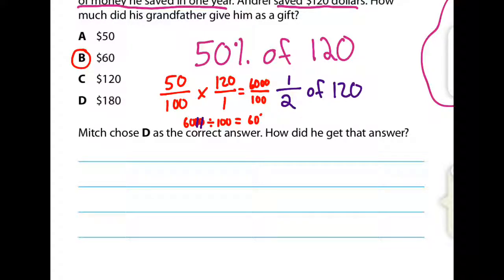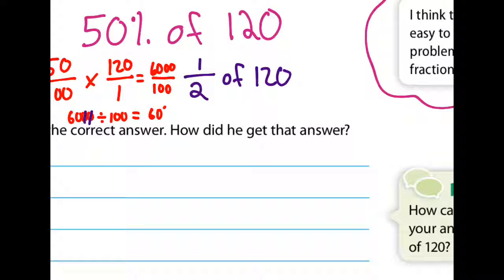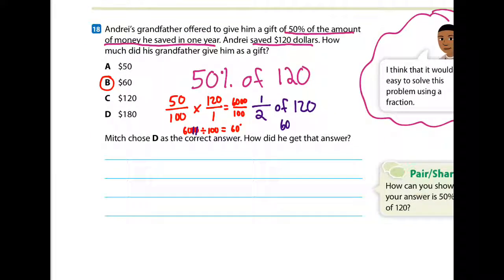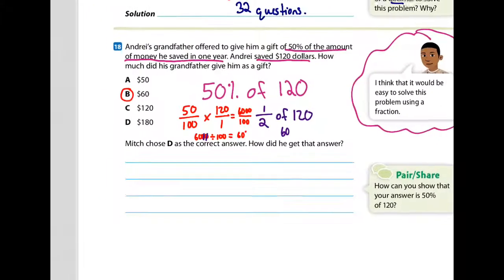Now I'm going to go to the one over here. Let's say you knew 50% was half. Well, what's half of 120? To find half of any number, can't you just divide it by 2? So half of 120 is 60. So you still get B. All right, so if you had B for that, however you came up with it, awesome. Give yourself a C.